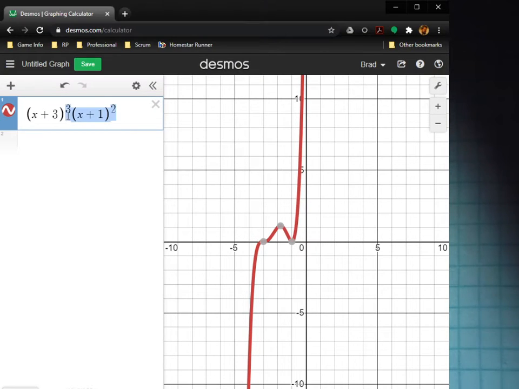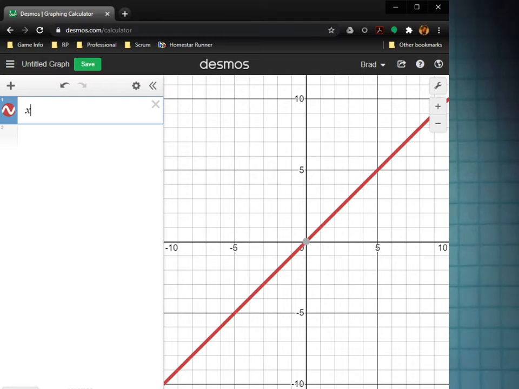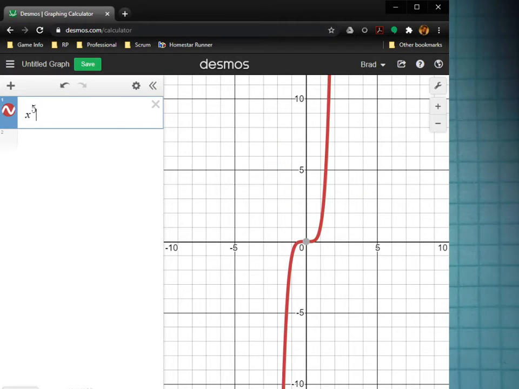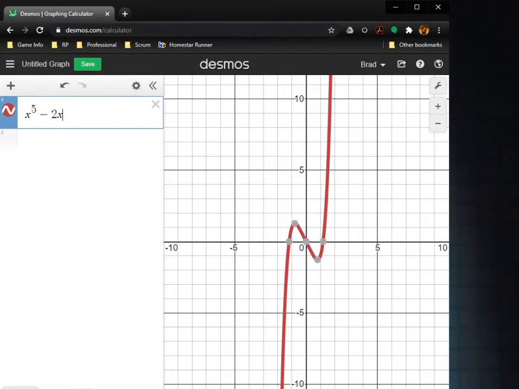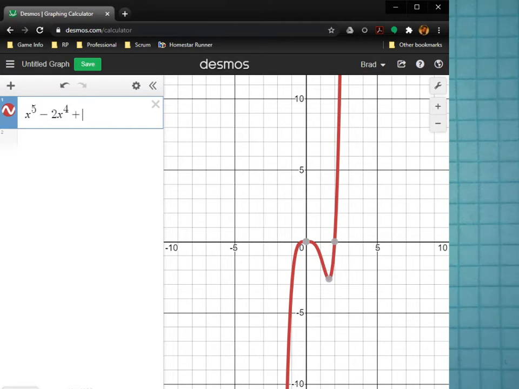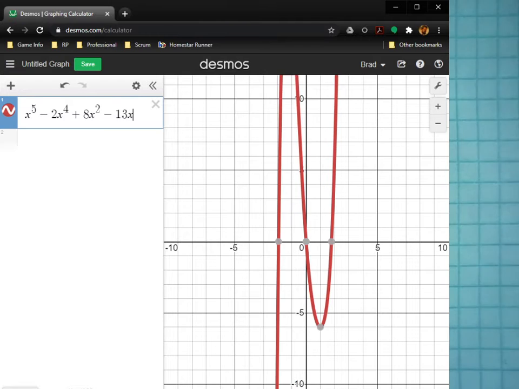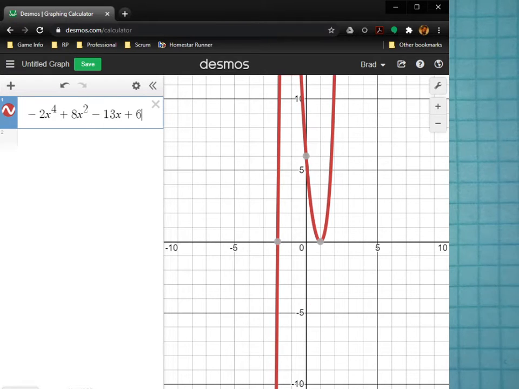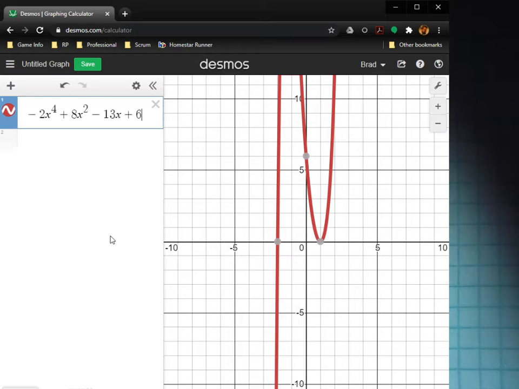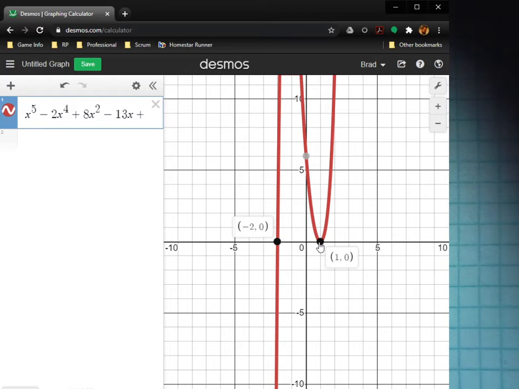All right. So let me type that in then. x to the 5th minus 2x to the fourth plus 8x squared minus 13x plus 6. So in the graph here, I can see there's a 0 here at -2. So that's something I want to look at first. There's a 0 at +1. This bounces off the axis. So it has an even multiplicity. It occurs either twice or 4 times.